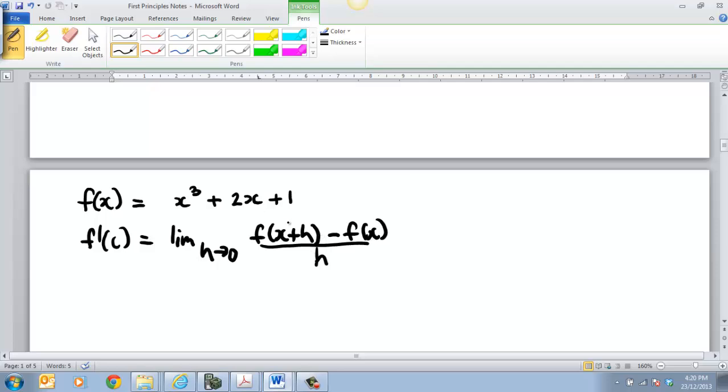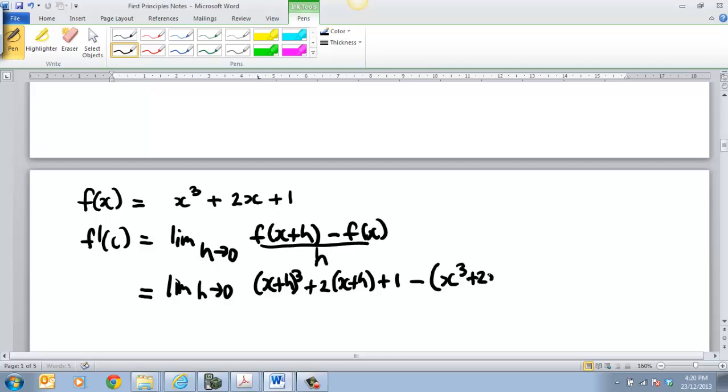What I need to do is, where I see our x terms, put an x plus h in here and work that out. So that's equal to the limit as h goes to 0 of x plus h cubed plus 2 lots of x plus h plus 1, and then I have to take away f of x. Make sure you put a bracket around this so you don't lose the negative sign as you take it through every term. And then that's all over h.